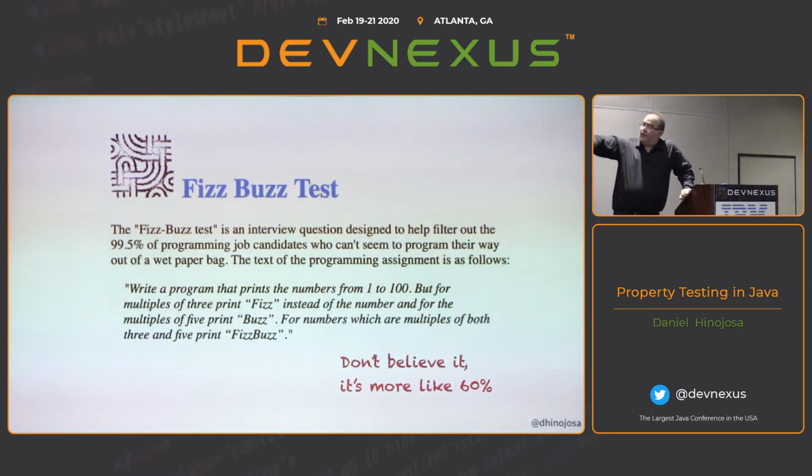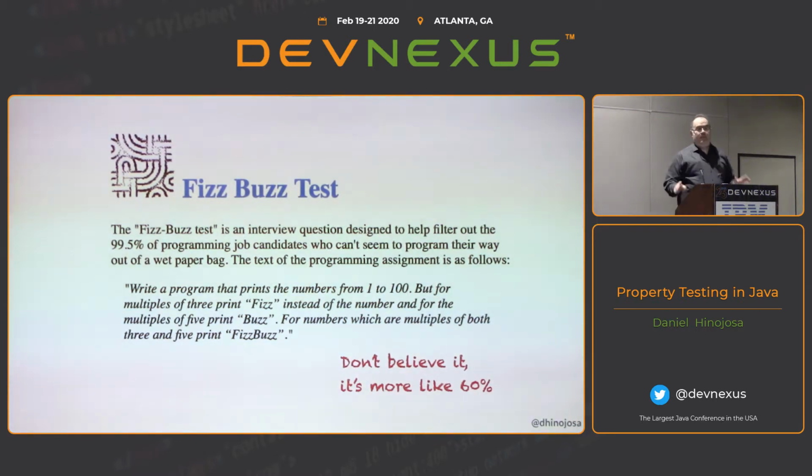I did ask this of a major company that does hiring, and they said, yeah, we use FizzBuzz. It's somewhere around 60%. So people still fail this test, and it's kind of an outstanding test, and here it is. Write a program that prints the numbers from 1 to 100. For multiples of 3, print Fizz. For multiples of 5, print Buzz. And for both multiples of 3 and 5, print FizzBuzz.